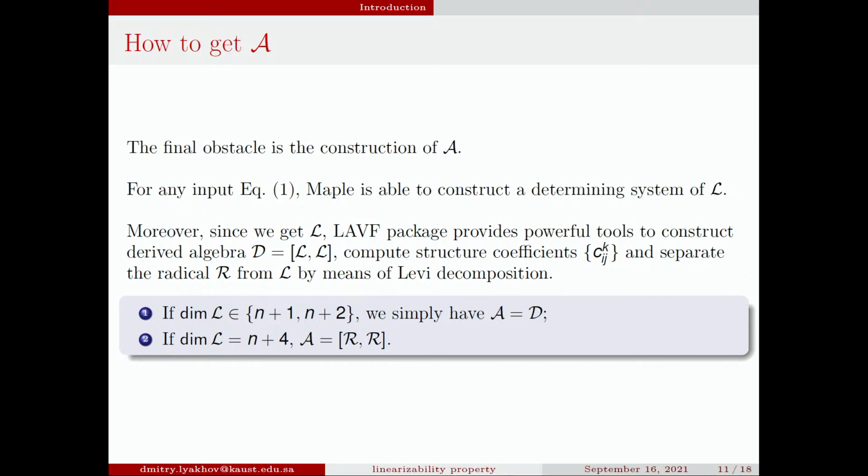So since now we have the way to get the determining system of A, we can have the PDE system for all possible linearizing maps.